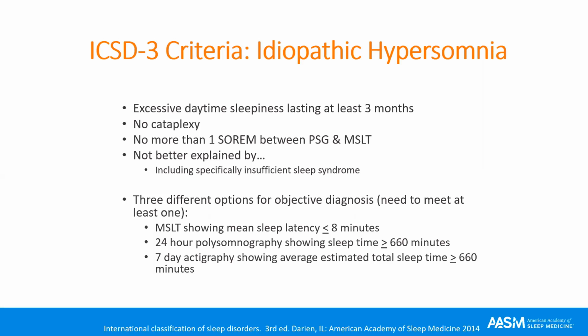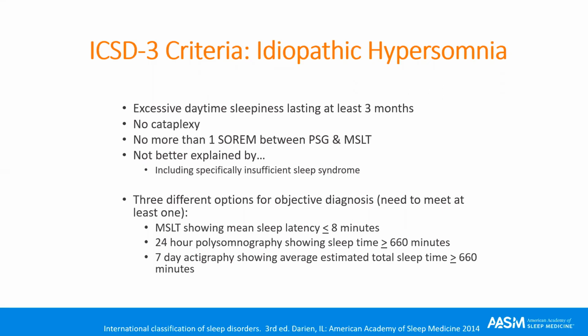24-hour PSG demonstrating at least 11 hours of sleep. Those are hard to get in the US, if not impossible, but those are used in Europe sometimes. Or actigraphy for at least 7 days, showing an average of 11 hours of sleep. It is worth noting, and is noted in the ICSD-3, that the actigraphy criteria have not been validated for the diagnosis of idiopathic hypersomnia. It was more that they wanted to somehow capture this diagnosis.